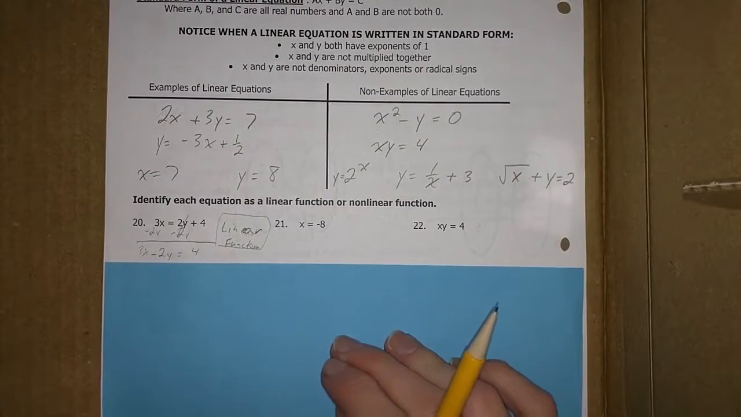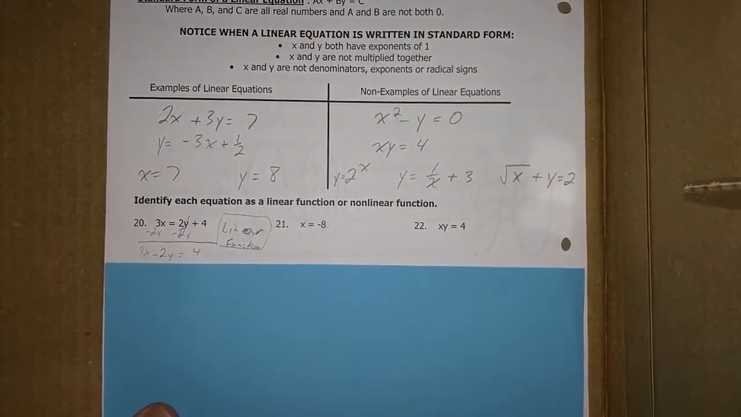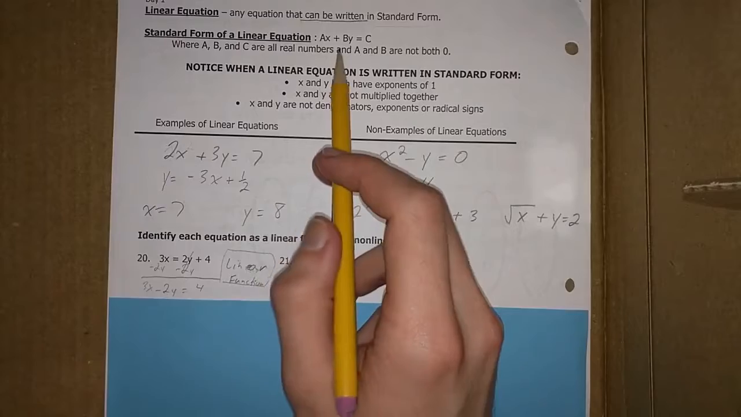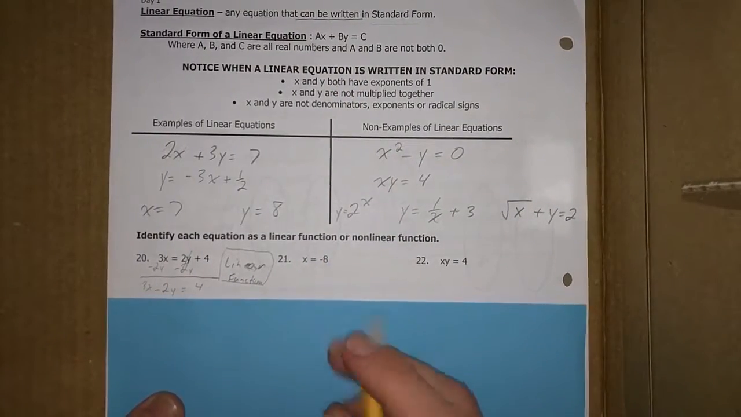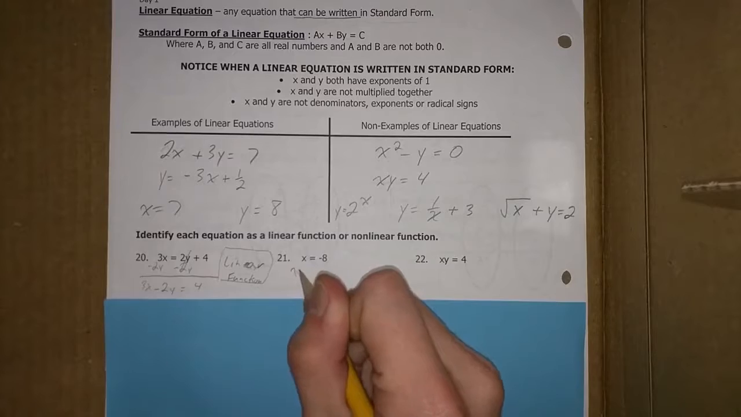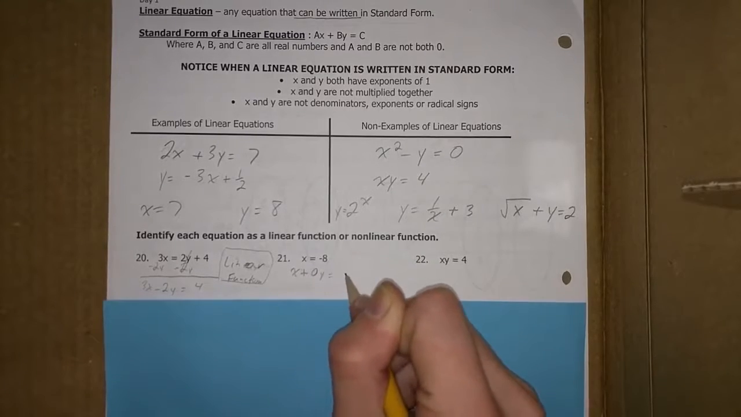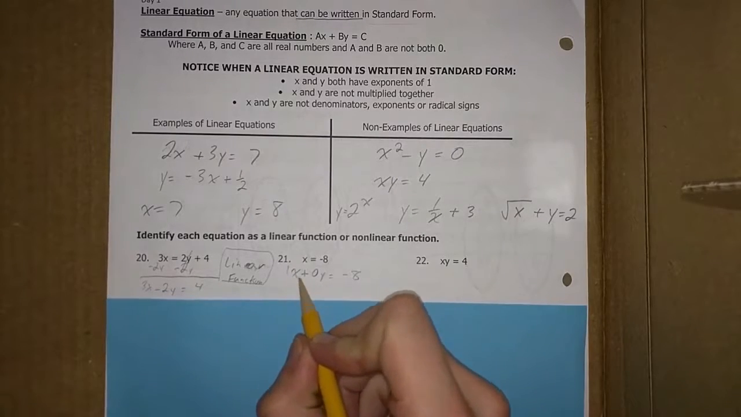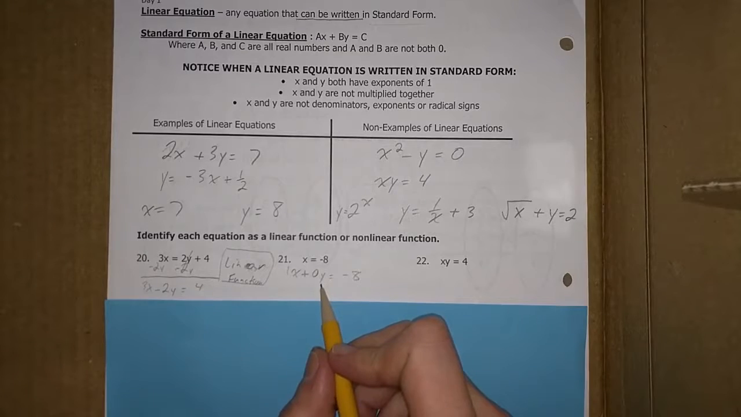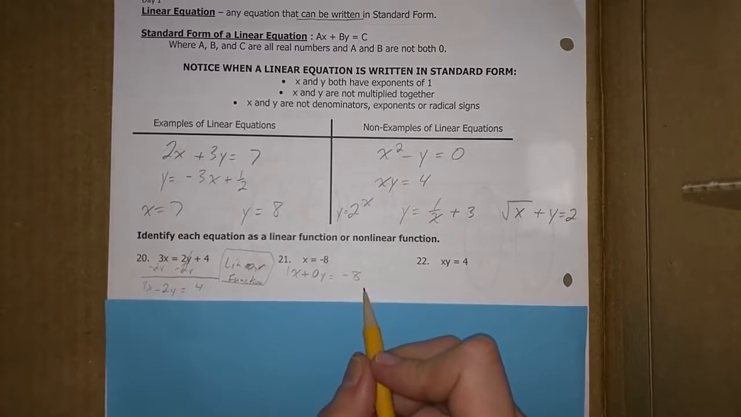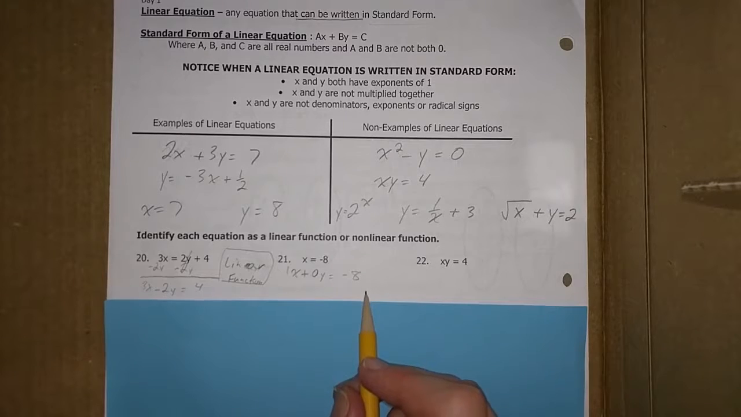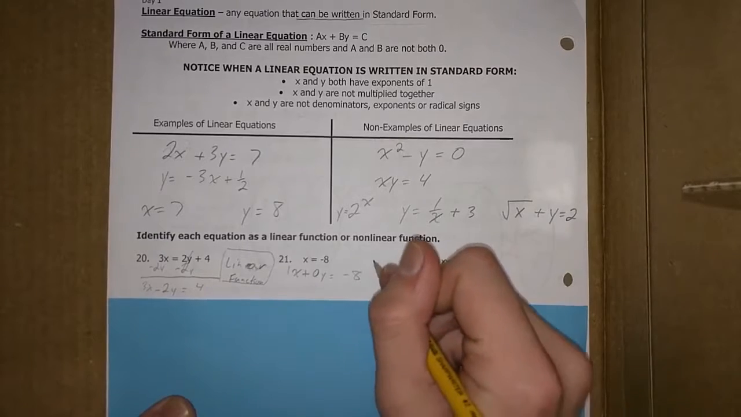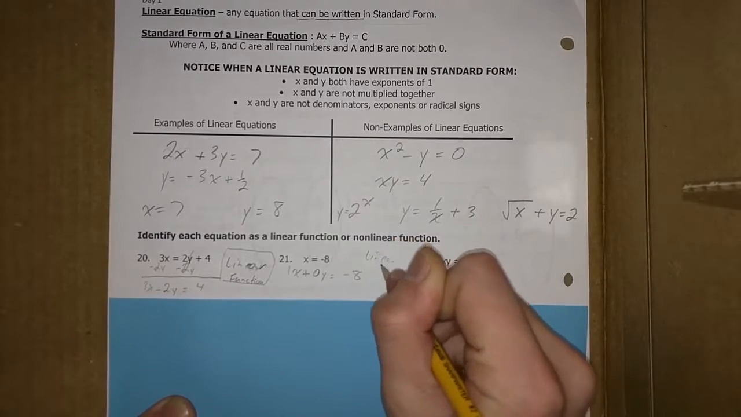Okay, 21. x equals negative 8. At first glance, again, this one does not look like standard form. We've got ax plus by, and there's no y in this one. But I'm going to pull a little trick here. x plus 0y equals negative 8. Now hopefully you can agree that I have a number times x plus a number times y. 0, that is a number, equals negative 8. Does that look like standard form? Matter of fact, it does. a is 1, b is 0, and c is negative 8. So this one is also a linear function.